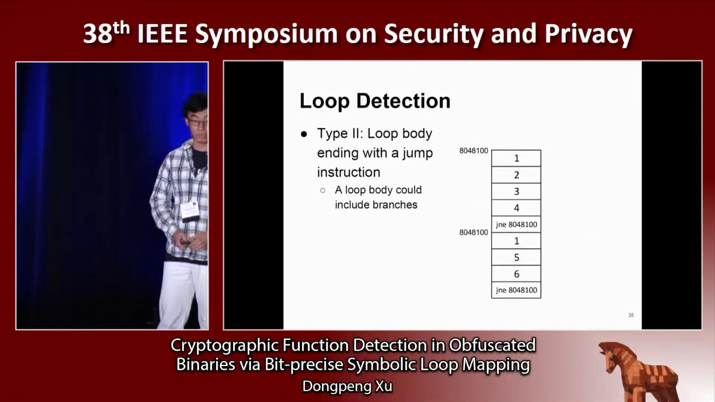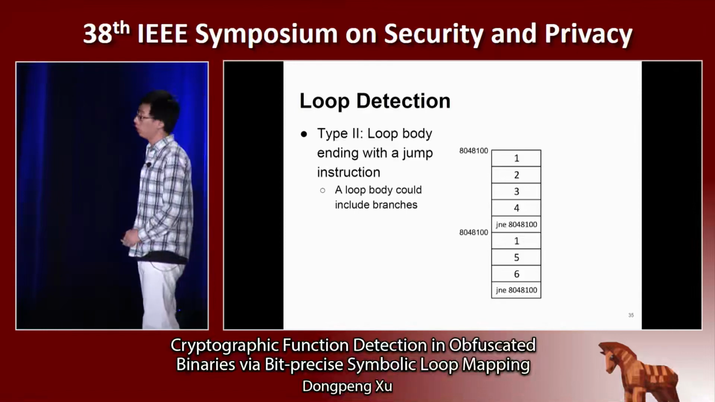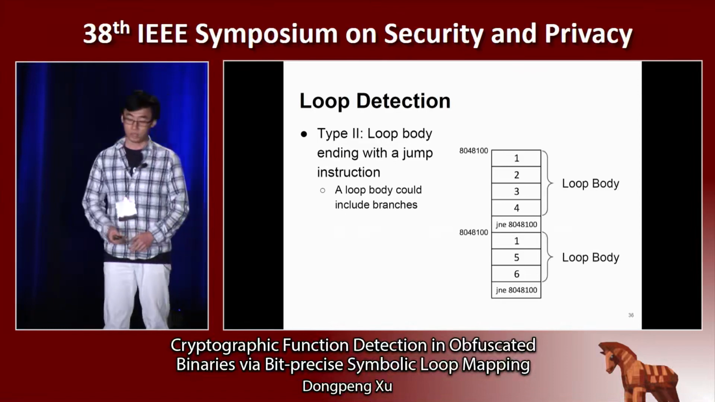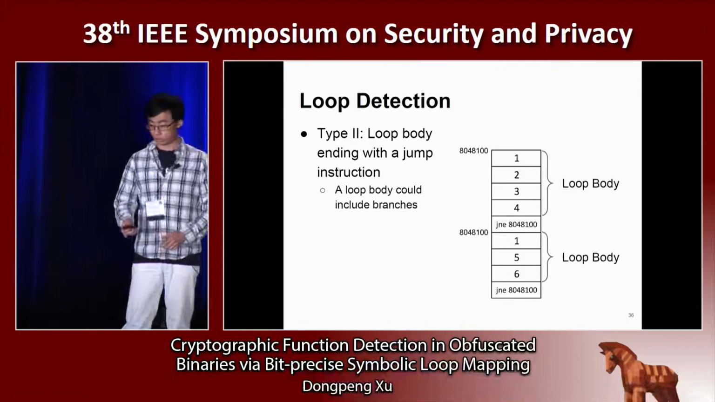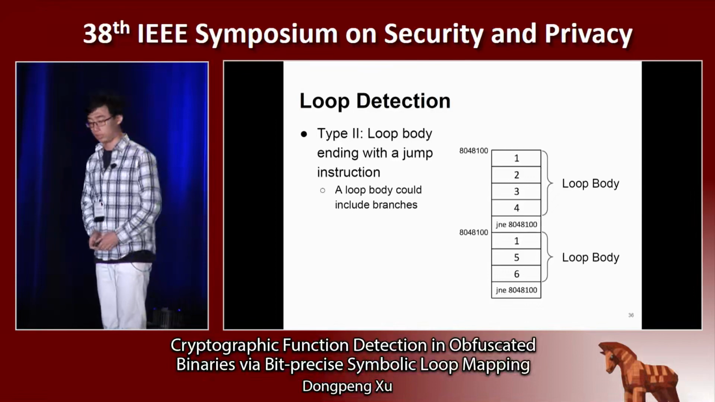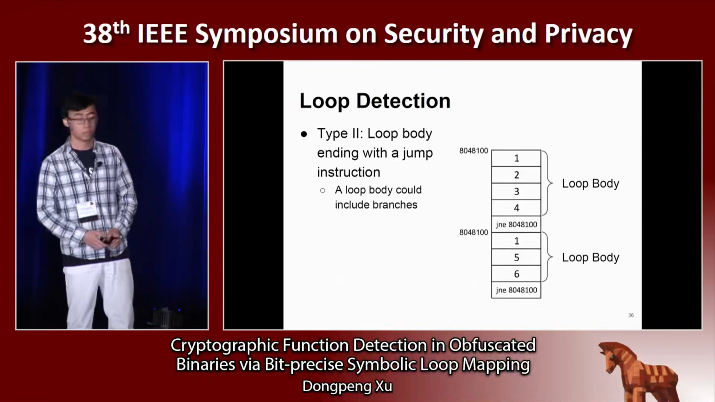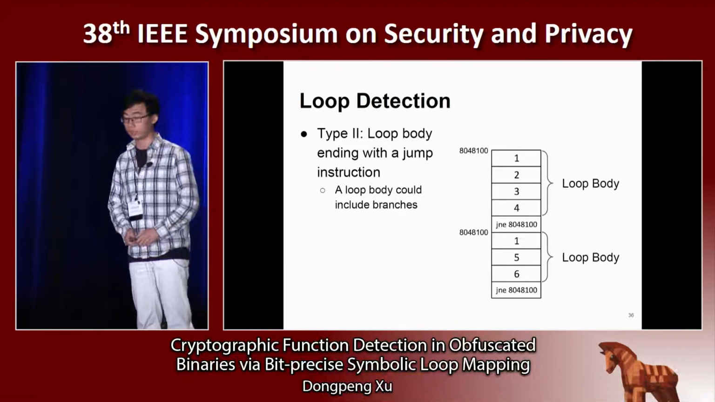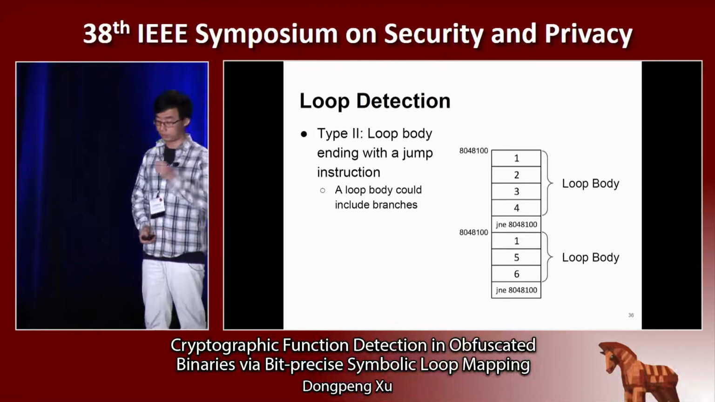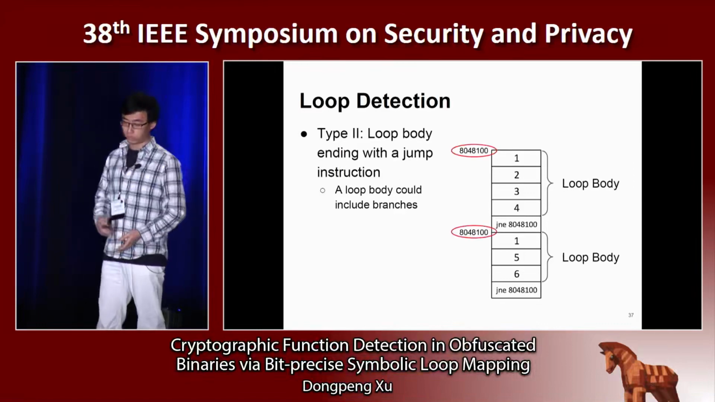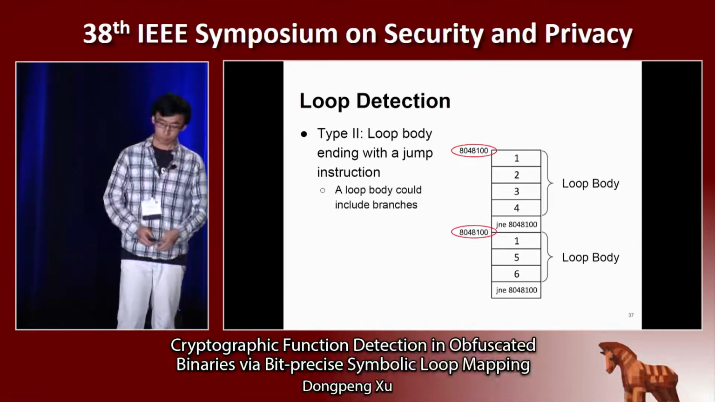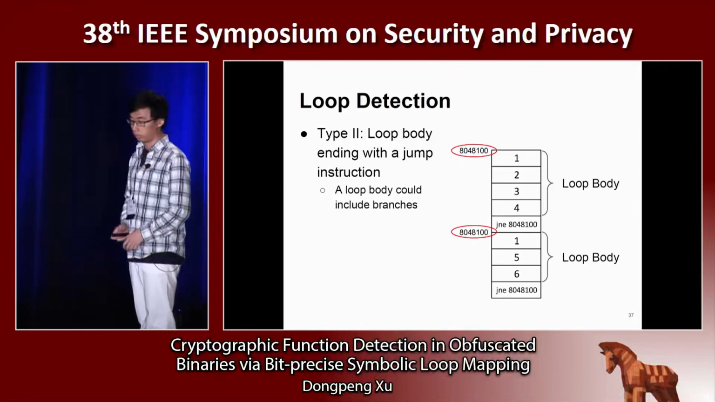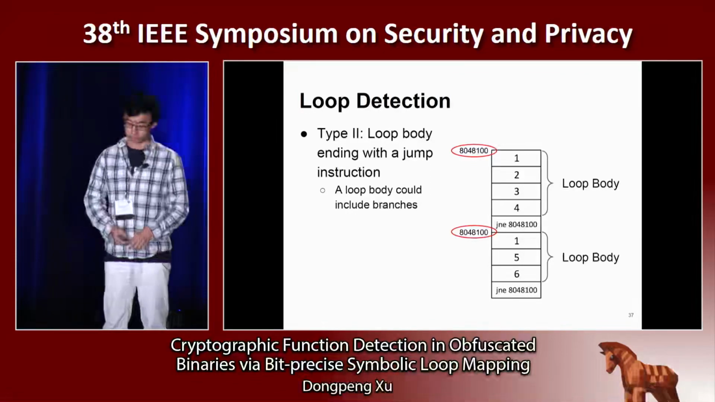The second type is the loop body, which ends with jump instructions. So here in this example, there are 2 loop bodies: instructions 1, 2, 3, 4, and instructions 1, 5, 6. Notice that here a loop body could include a branch instruction. So different loop bodies, although they jump back to the same address, could go to different branches in different executions. So the loop body itself could be different.